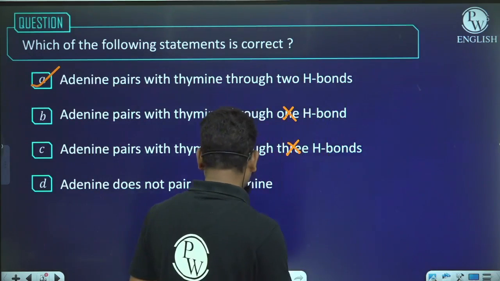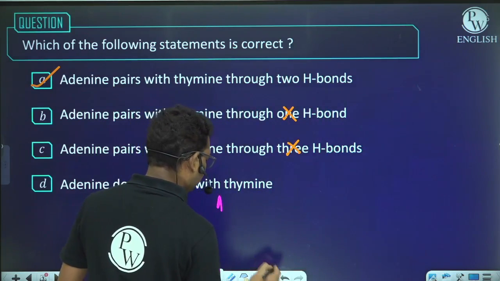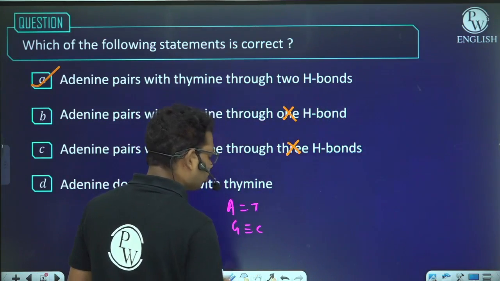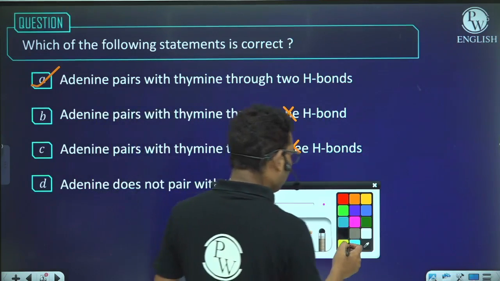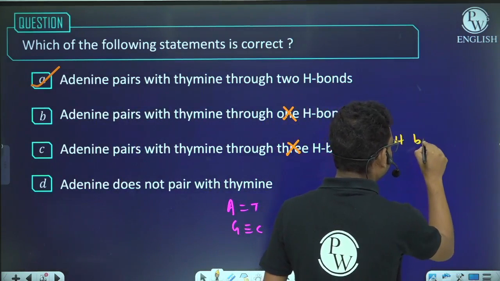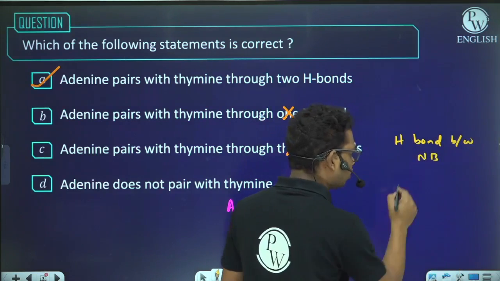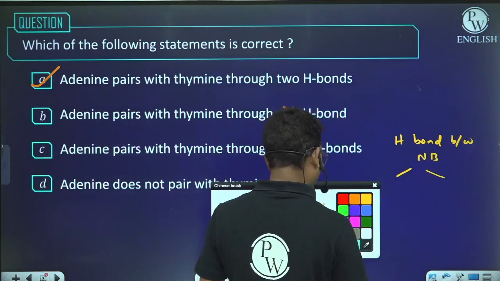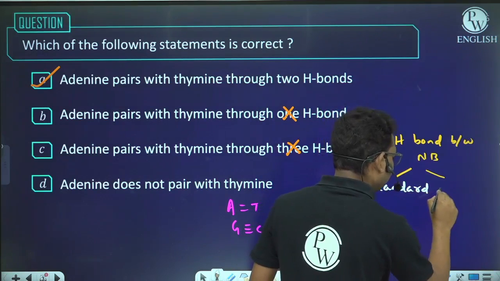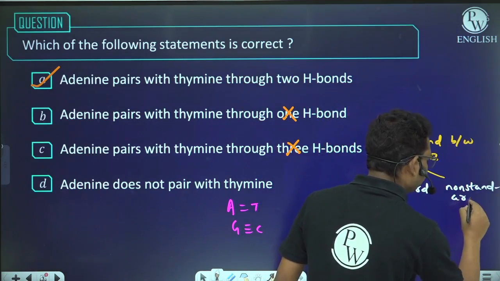So let me write a few things for you that everybody knows. This is very simple, that between A and T, the number of hydrogen bonds is going to be 2, and between G and C, the number of hydrogen bonds is going to be 3. Everybody knows this, no problem. Now, what about the new thing? See, the hydrogen bond between nitrogenous bases is of 2 types. What are those? One is standard hydrogen bond, and second is non-standard hydrogen bond, and this non-standard hydrogen bond is also called Hoogsteen hydrogen bond.